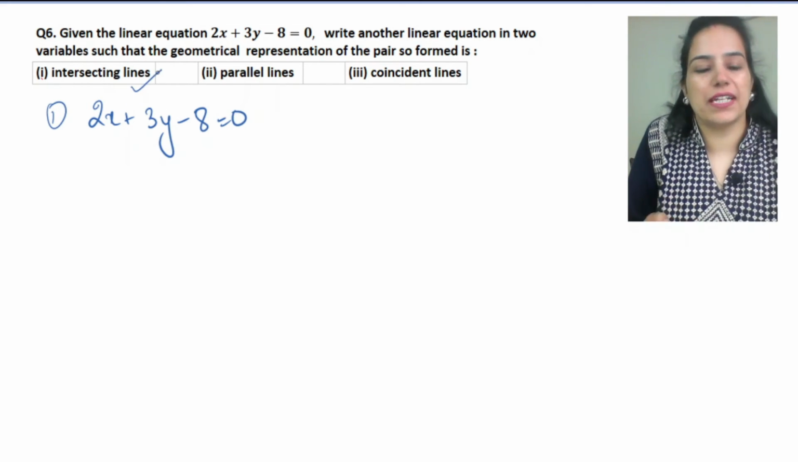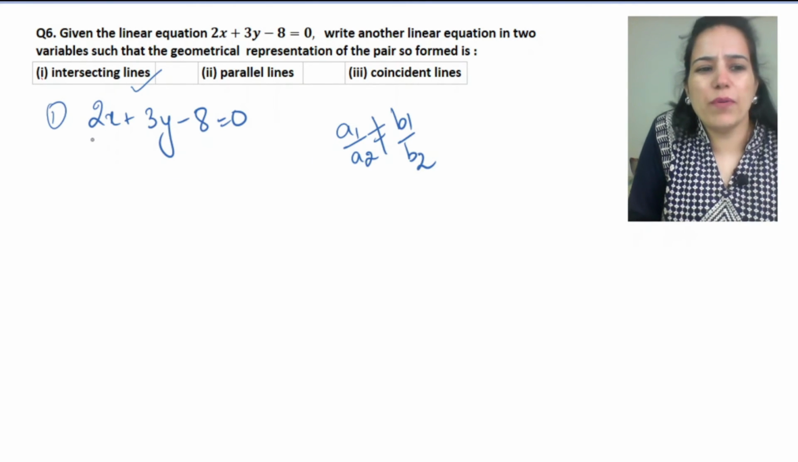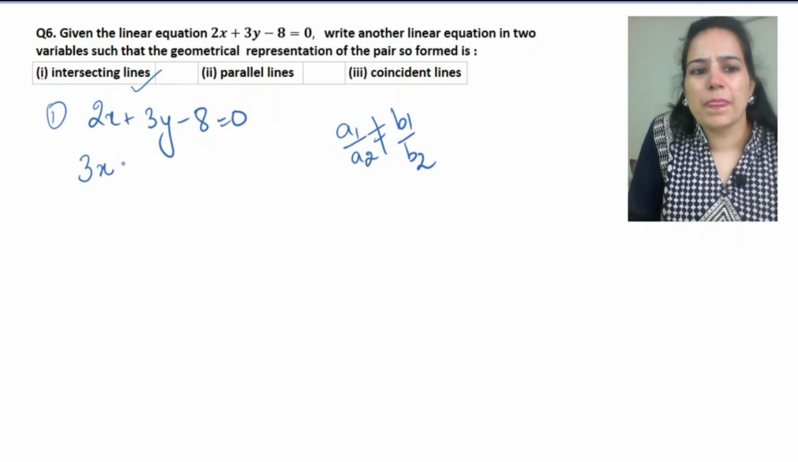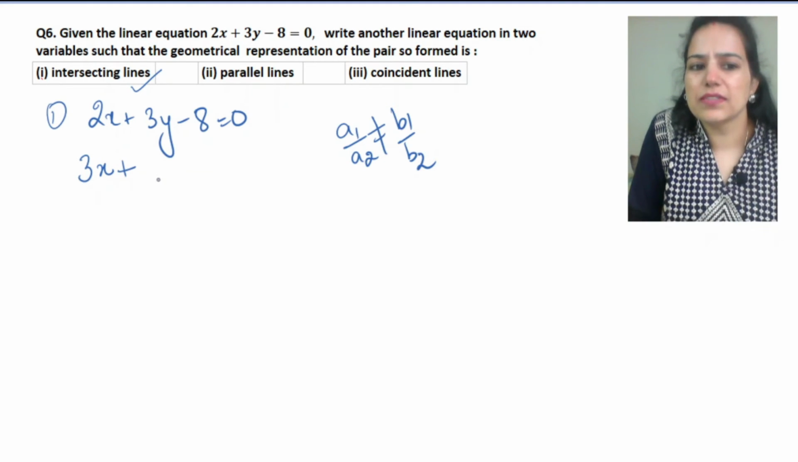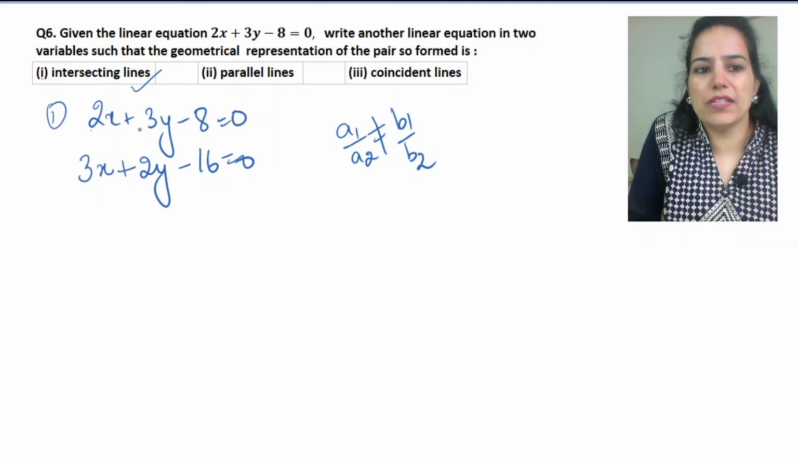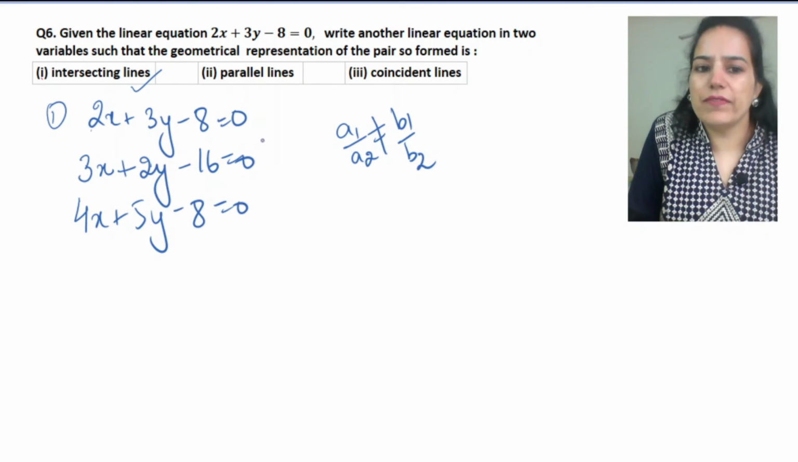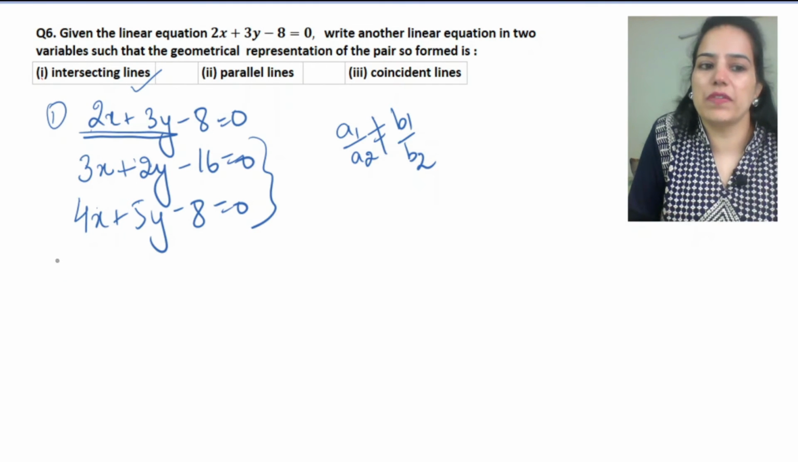You have to find intersecting lines. Intersecting lines, what does that mean? That a1 upon a2 should not be equal to b1 upon b2, right? So I can form anything here, like 3x plus 2y minus 16 equals 0. Anything. Whether it is 2 by 3 or 3 by 2. Or I may even write 4x plus 5y minus 8 equals 0. Any one. You just have to be careful that the ratio of the first two is not equal to the ones that you're giving as the answer.